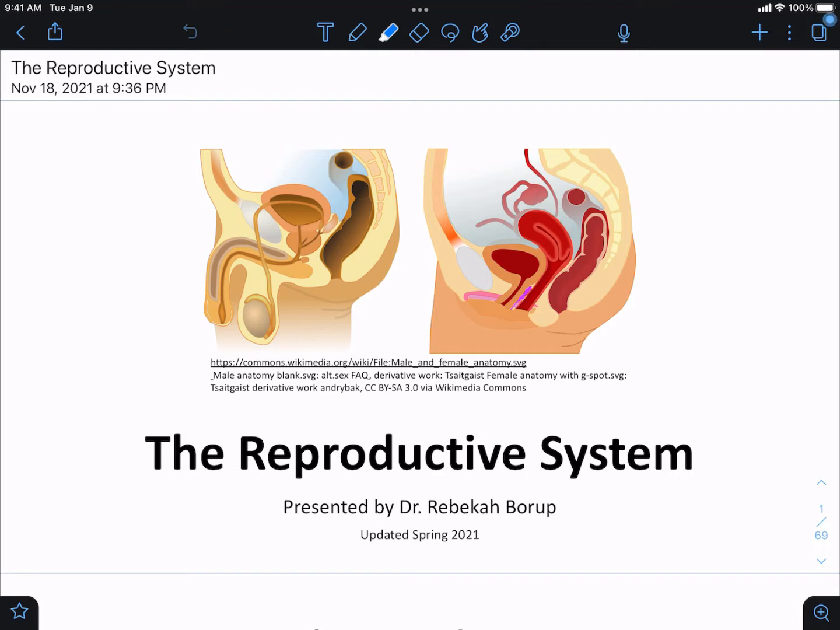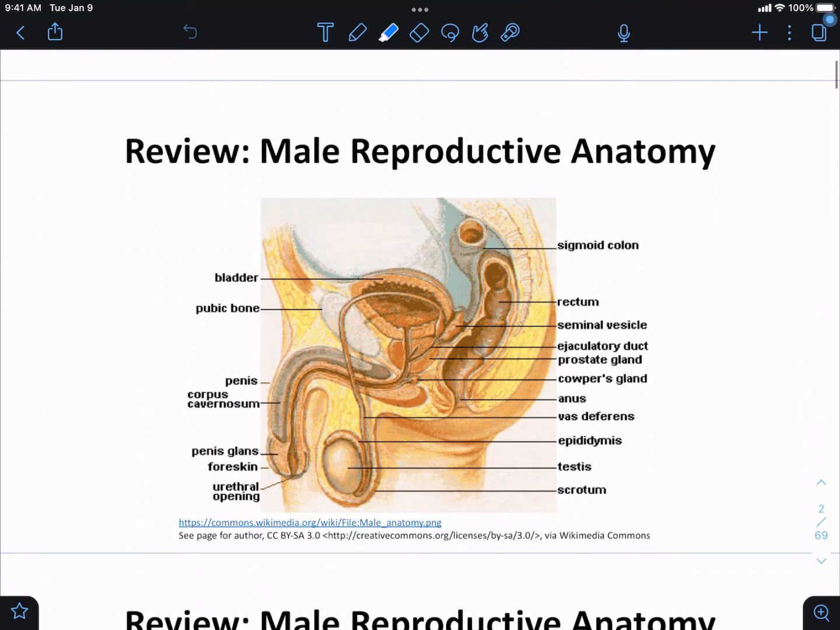We'll begin with a brief overview of reproductive anatomy. If you are comfortable with your anatomy, then you can go ahead and skip over this part. Let's start with the male anatomy.